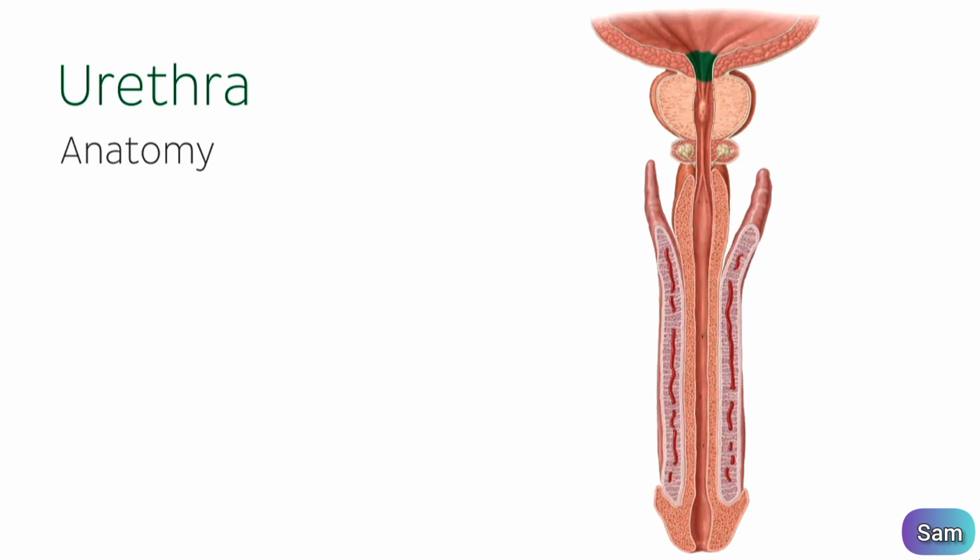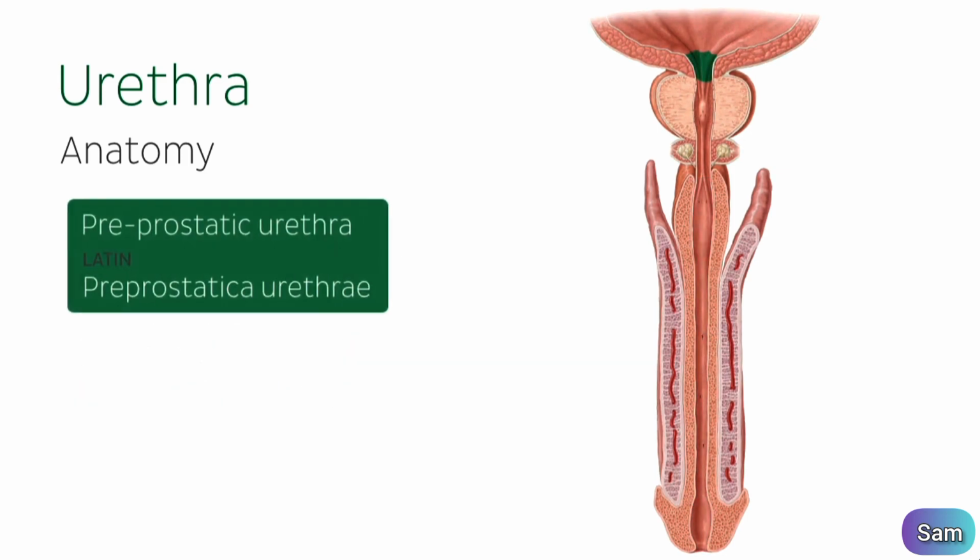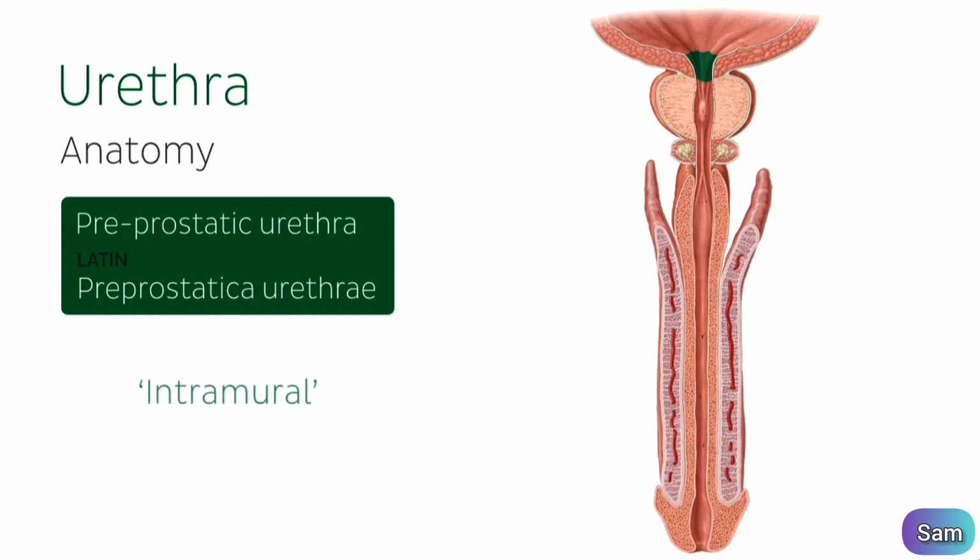The initial part of the urethra is referred to as the preprostatic urethra, or the intramural part of the urethra. It passes through the muscular neck of the bladder, running from the internal urethral orifice to the point where the bladder meets the prostate. It's typically about 0.5 to 1.5 centimetres in length, but this can vary depending on whether the bladder is filled with urine or empty.